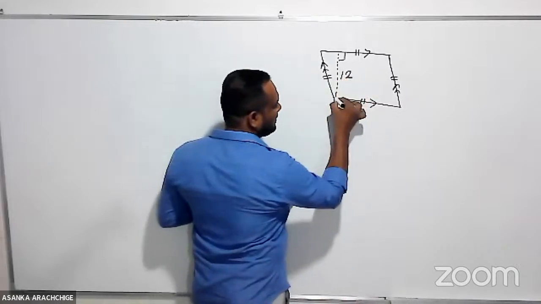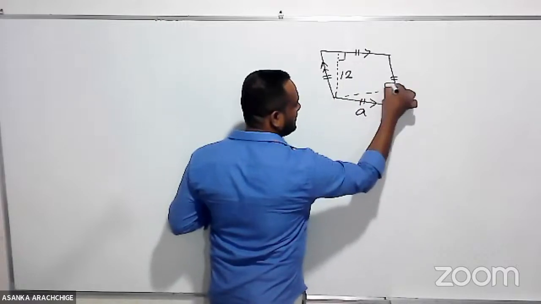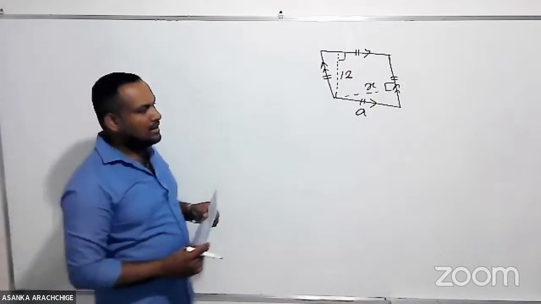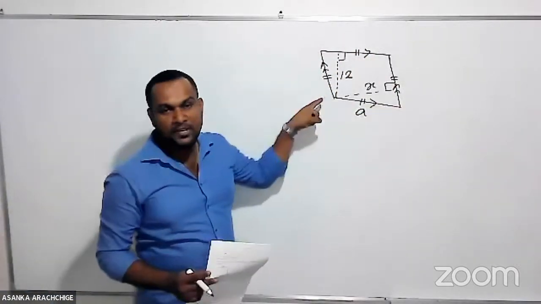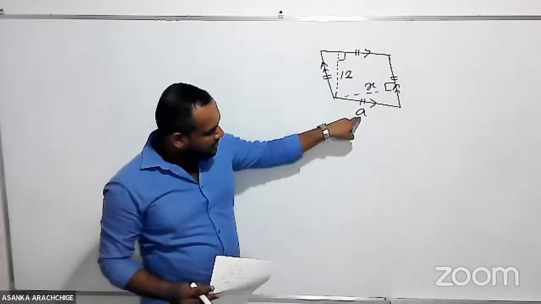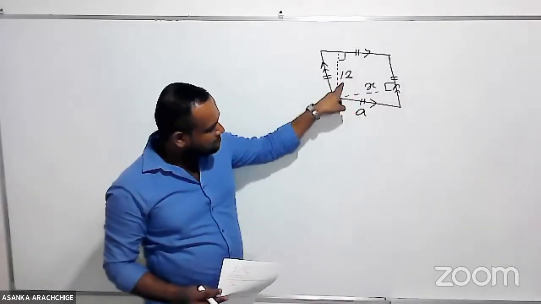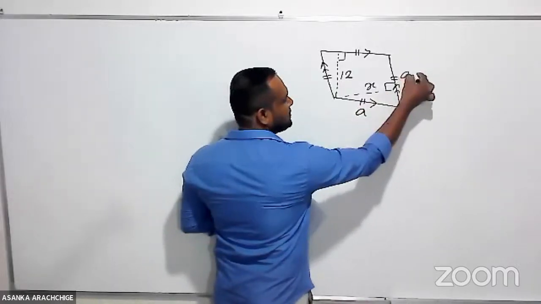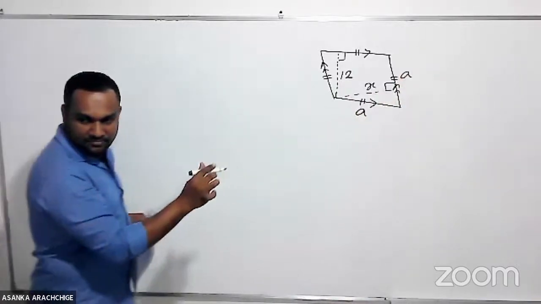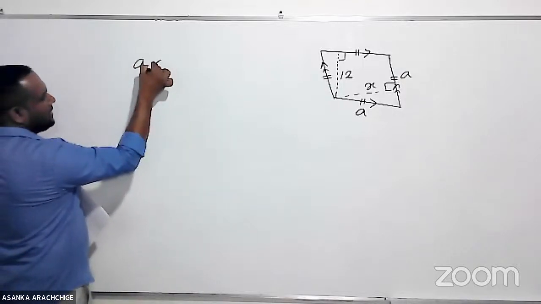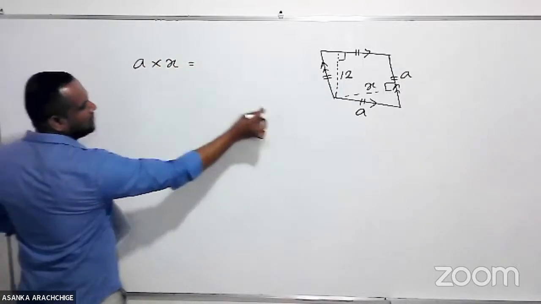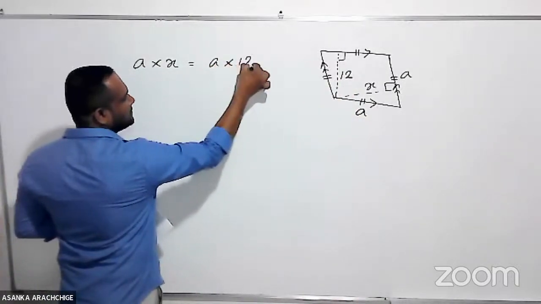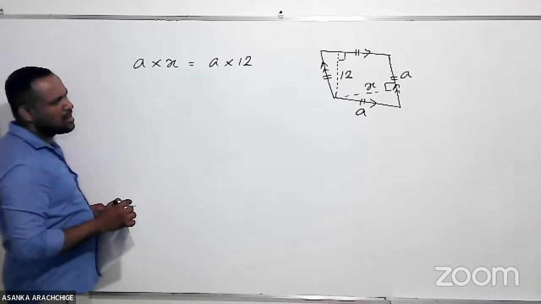And this is not given. That is X. What is the area of this special parallelogram in terms of these two values? If this is A, this is also A. A into X. And in terms of the other two, A into 12. Clear?